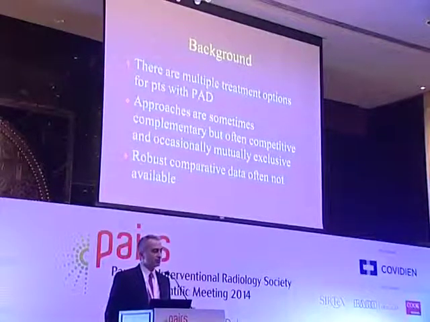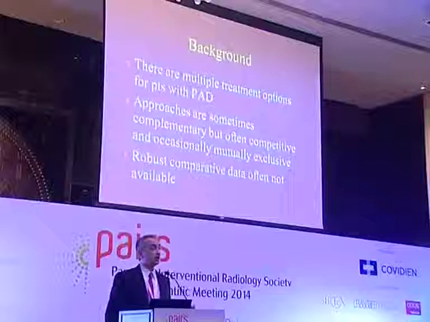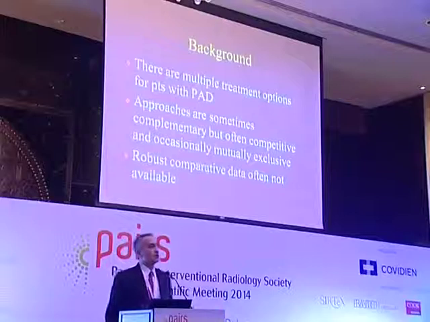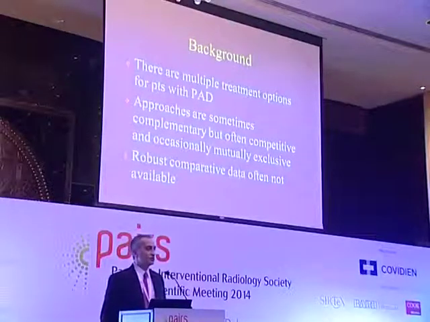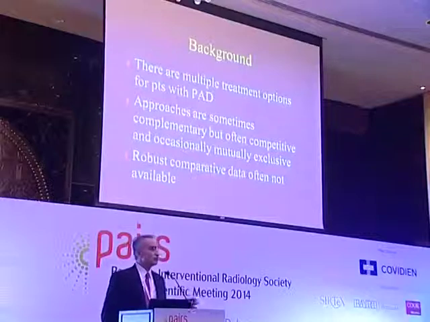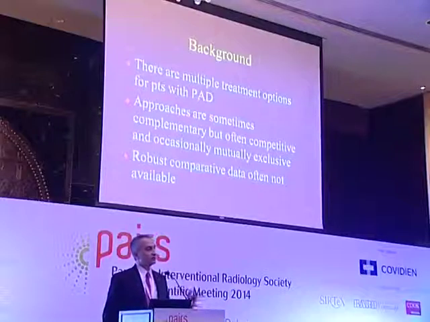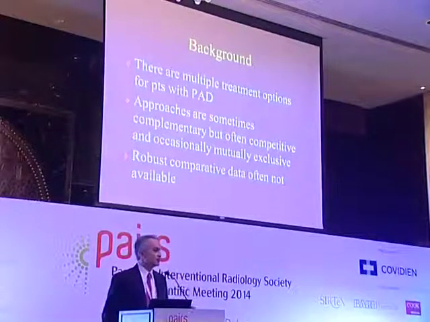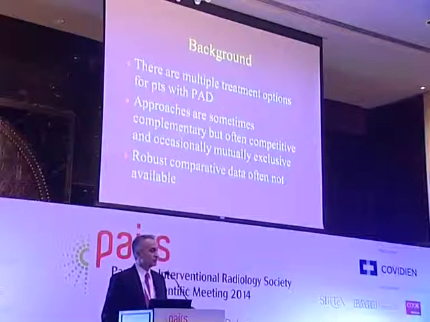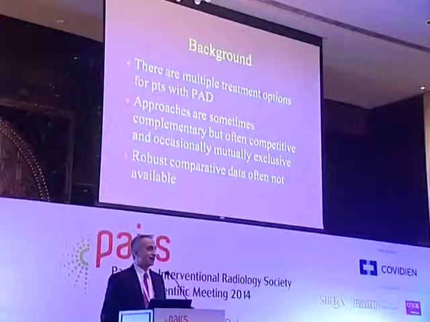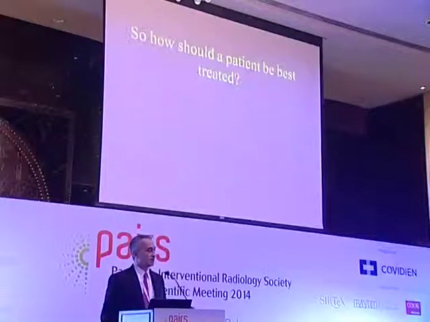Some of these approaches are sometimes competitive, sometimes complementary, and a lot of times mutually exclusive. For example, when bypass surgery in the lower extremity goes down, it changes the natural history of disease for the limb. So if you come back and do endovascular intervention, that outcome is very different than if the endovascular is done before surgery. The opposite is also true. So these are all important things to consider. Unfortunately, robust comparative data on the legs are not available. So we really don't know what is the best way to go in many of these patients.